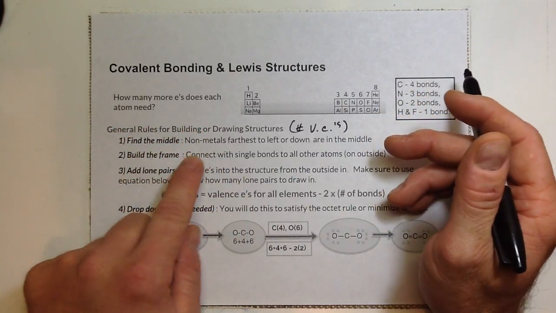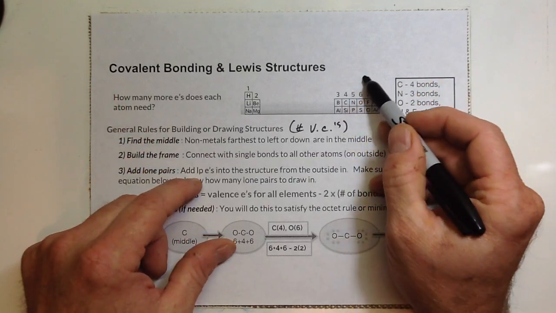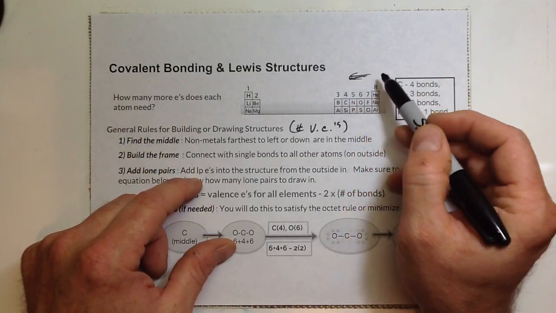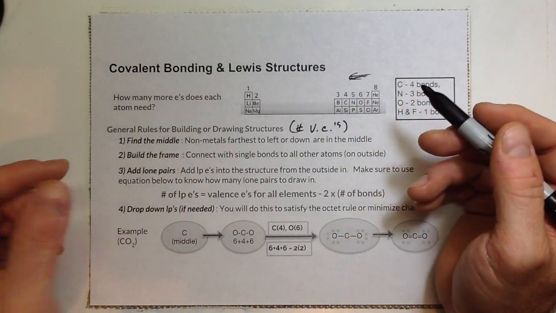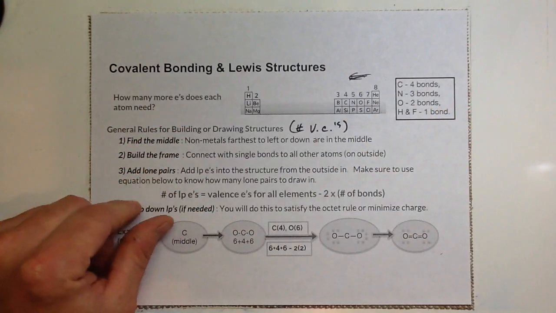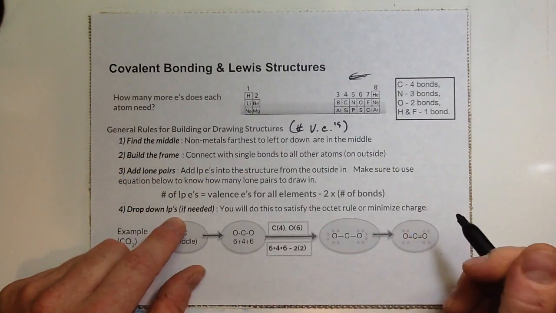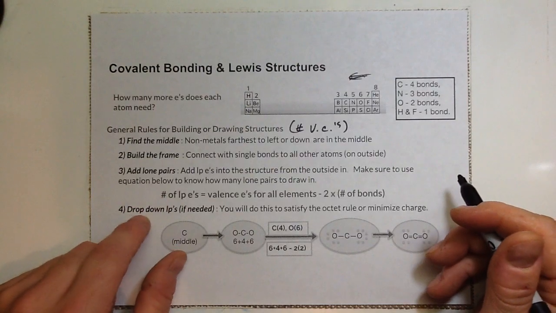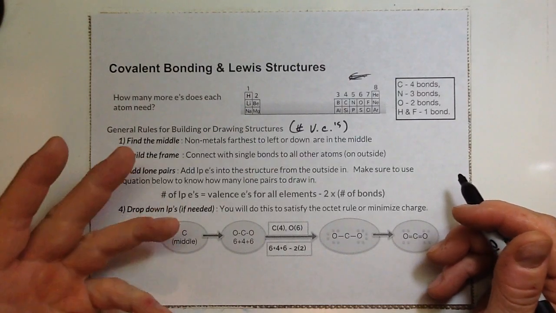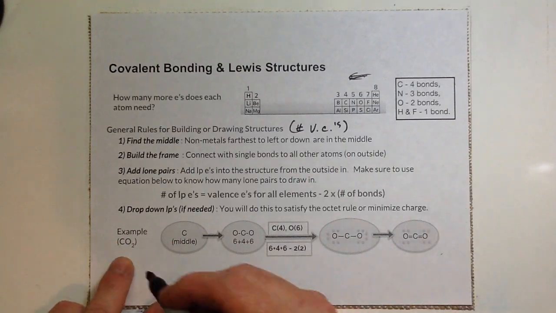Find the middle, the non-metal that's farthest to the left in the periodic table, or has the greatest need. Build a frame around that with the other atoms, add in the lone pairs, and then drop them down as needed to satisfy the octet rule. Now this part we haven't really developed, so we're going to review that, and I'll be able to talk about all 4 of these real quickly with CO2.